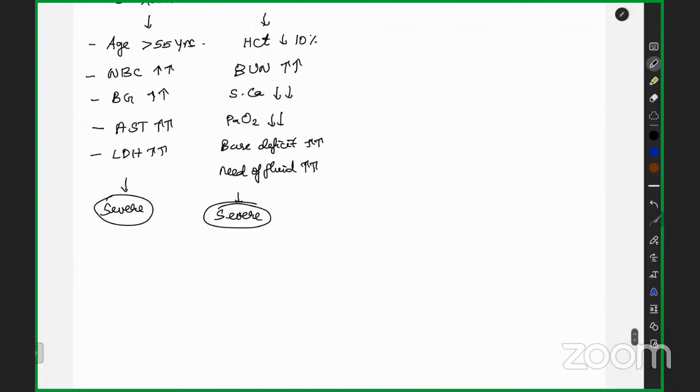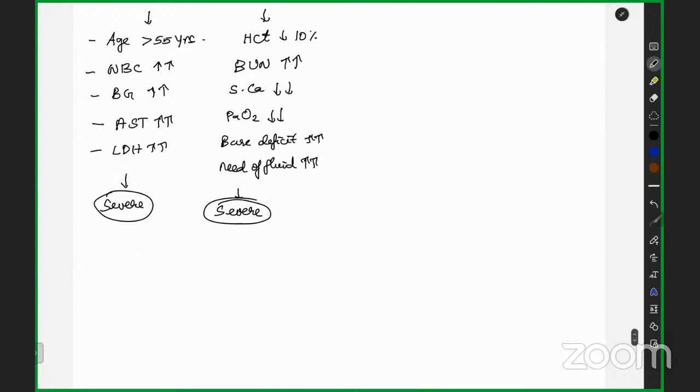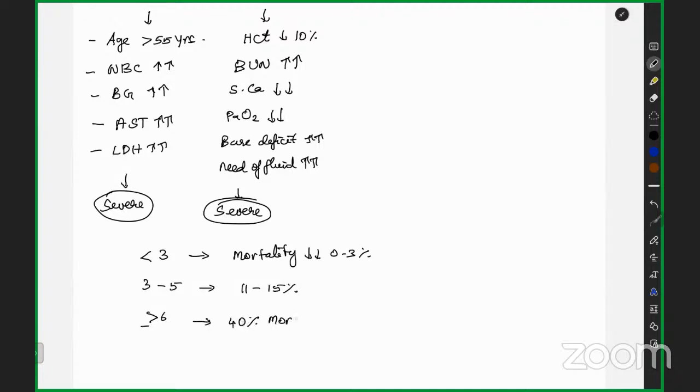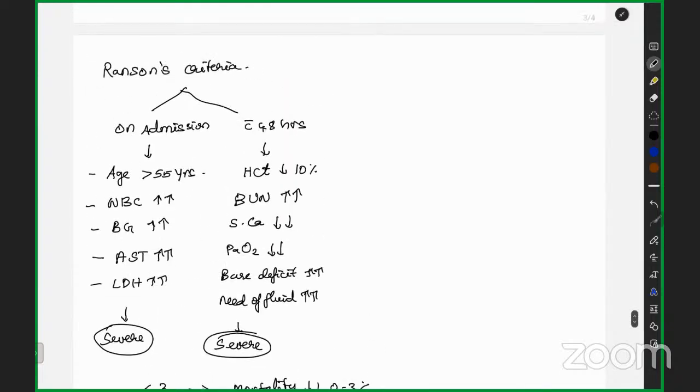So remember what you have to remember in Ranson's criteria. When the score is less than 3, your mortality is going to be low, 0 to 3% only. When it is 3 to 5, your mortality is around 11 to 15%. When it is greater than or equal to 6, your mortality is more than 40%. And that is your severity scoring, Ranson's criteria. Now you know Ranson's criteria, but your book will be giving more criteria.